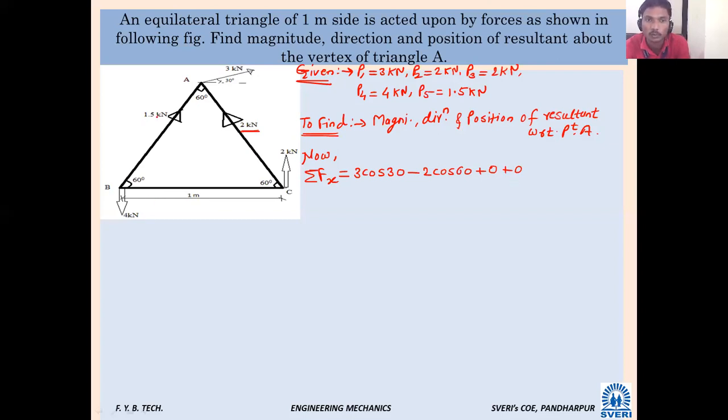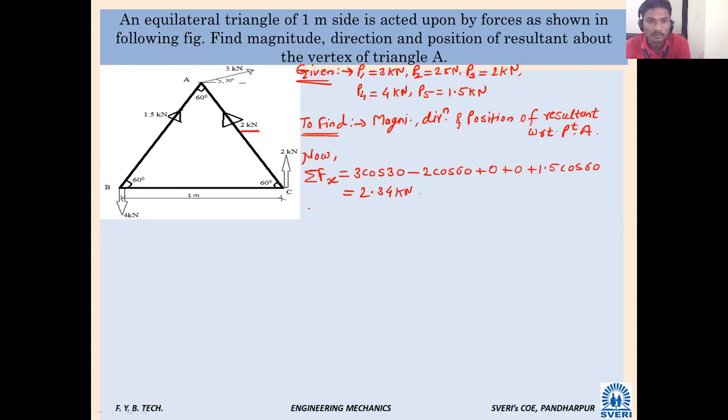Next one is 1.5 kilonewton. Is it positive or negative? The X component will be positive, 1.5 cos 60. Tell me summation Fx. What will be summation Fx? You just have to add these. It is 2.34 kilonewton.